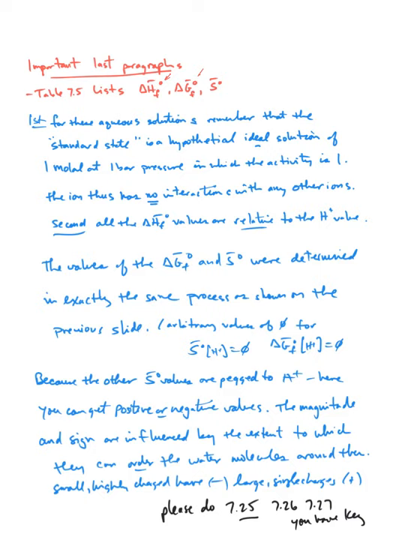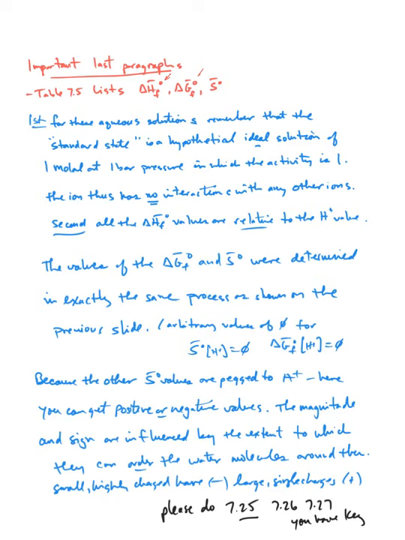The magnitude and sign are influenced by the extent to which they can order the water molecules around them. Remember that small, highly charged ions have the ability to order water, so their S values are going to be negative. Larger ions or single charges are going to have positive values compared to protons because they're not as solvent ordering as the protons are.